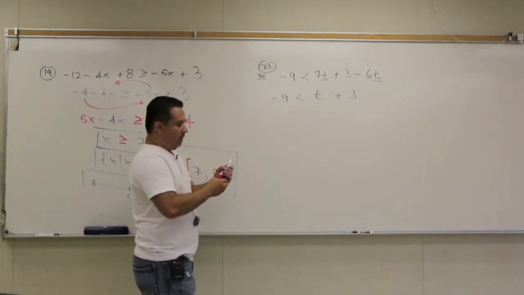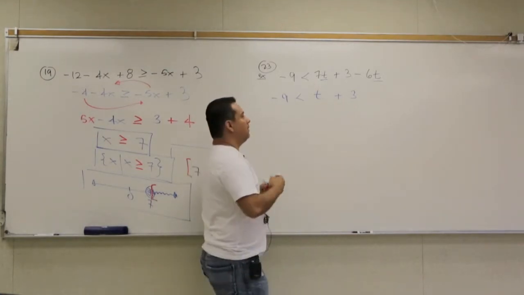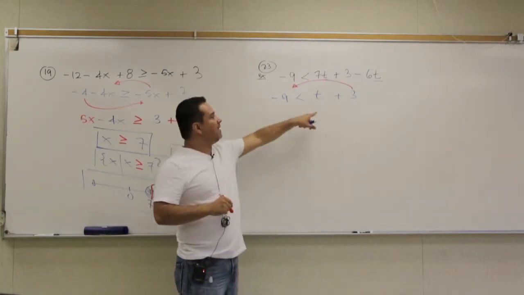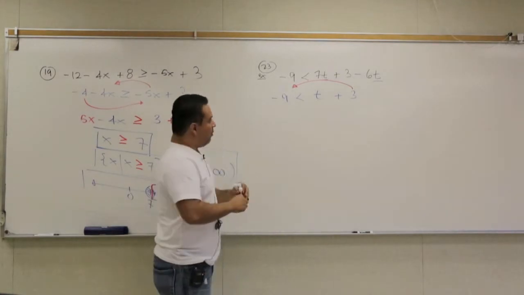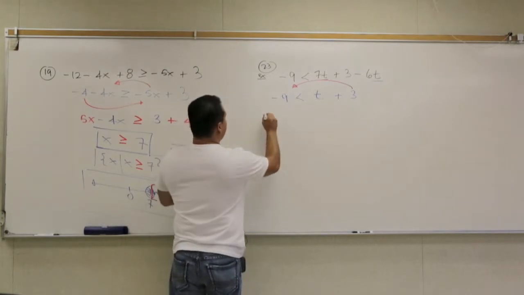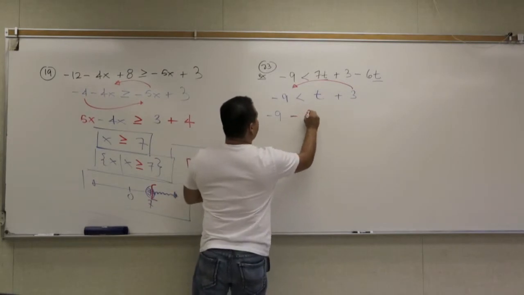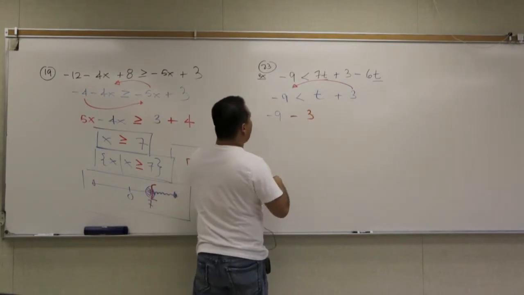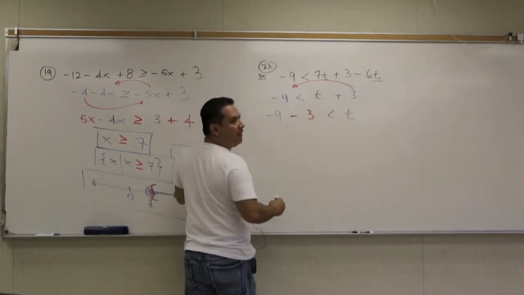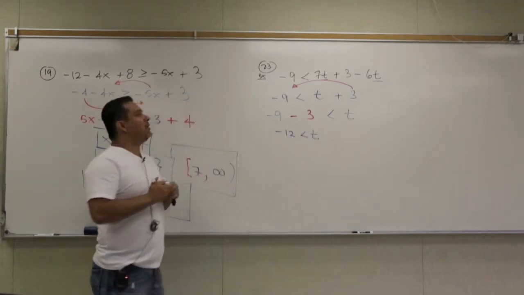So what happens now? You see this plus 3 business? We're going to translate. You say, why are we going to translate? Because we're trying to get t by itself. So it's positive on the right, it's going to be negative on the left. So you're going to now have minus 3. We still have negative 9 minus 3 less than t. What's negative 9 minus 3? Negative 12. Negative 12 less than t.